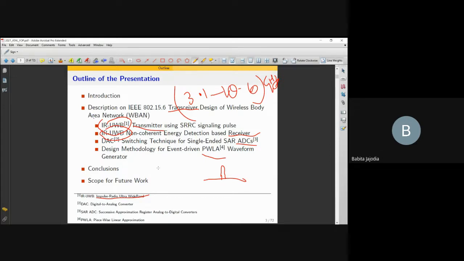But basically, we will be focusing on the first two points. Then we will discuss the conclusions and the scope for future work, if anyone is interested in working on that. The full form of PWLA is piecewise linear approximation, because a pulse will be required when you are transmitting. Generally in IRUWB or UWB, we use the Gaussian pulse and so on. So how do we design it?